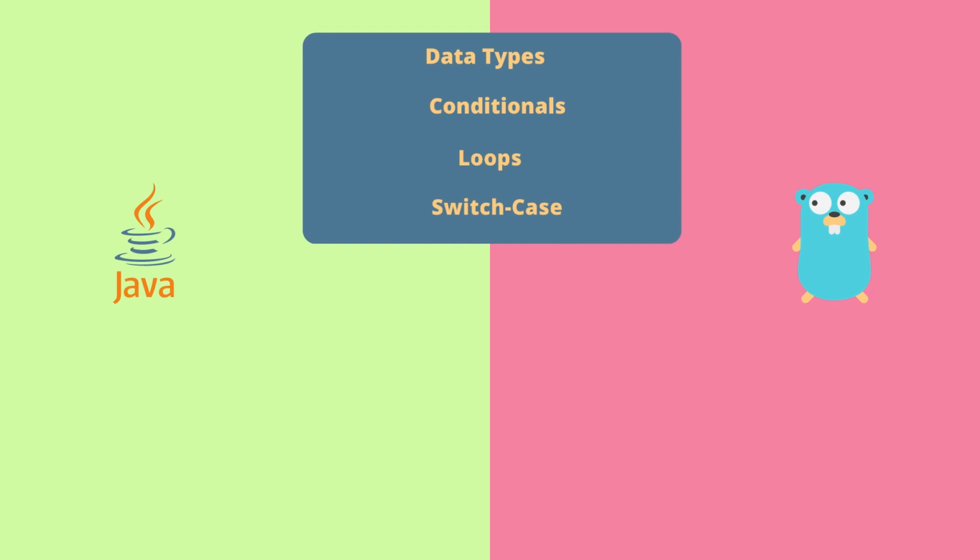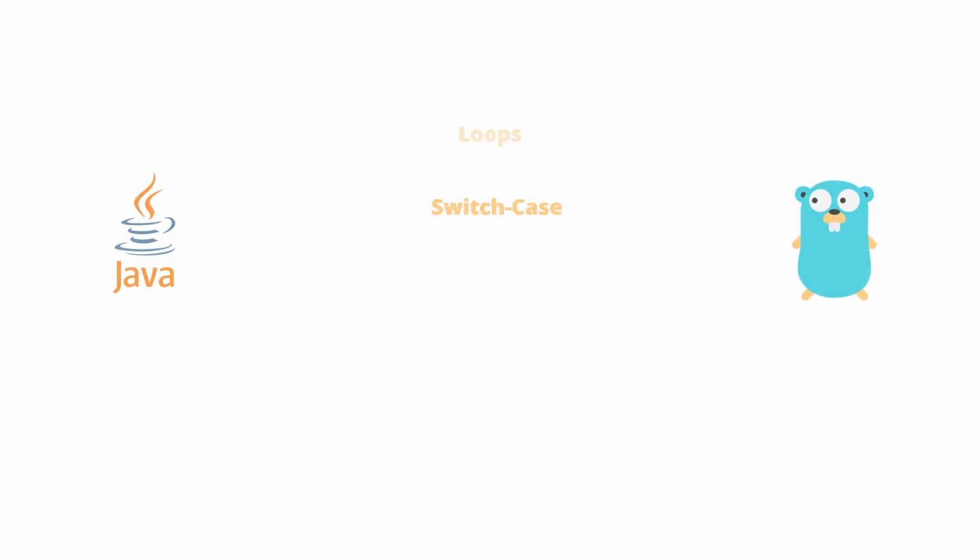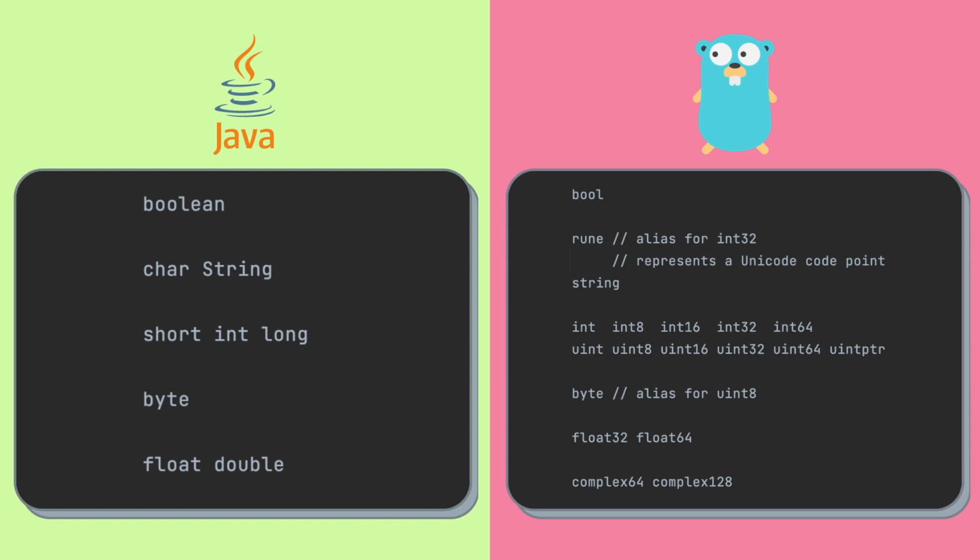In this video, we compare basic features like data types, conditionals, loops, and more. Both the languages have data types to represent real-world information like numbers, strings, booleans. Go has more variants of integer to represent signed and unsigned ones that vary on the number of bits used to represent it. Additionally, Go also has a data type to represent complex numbers.